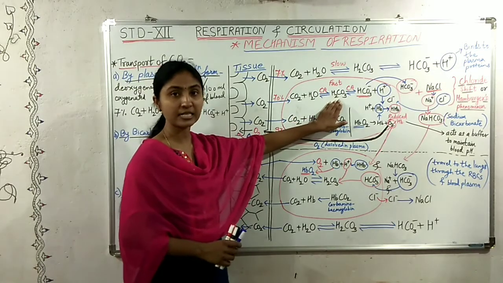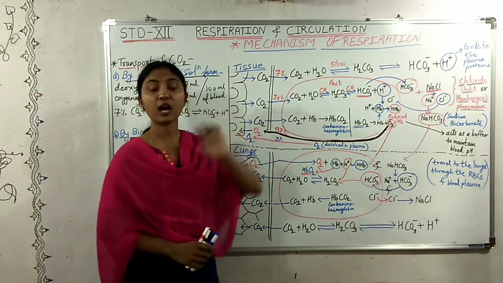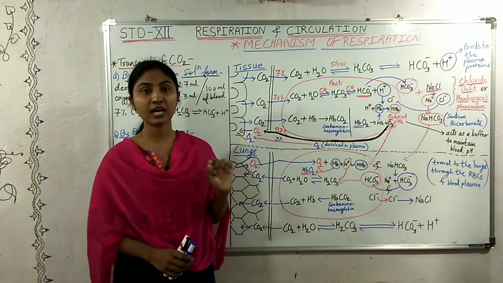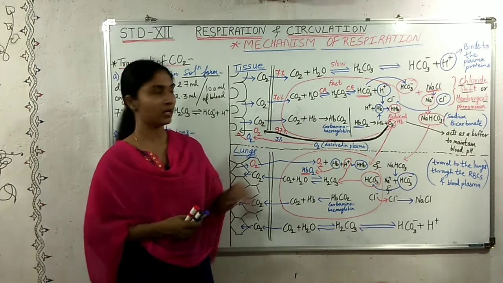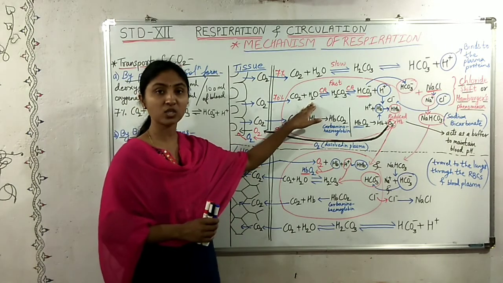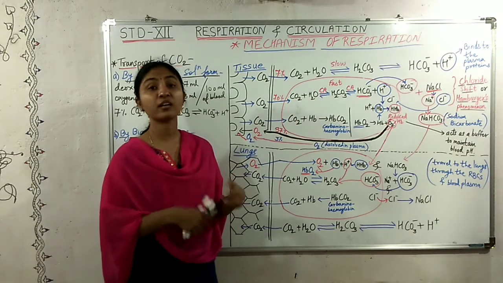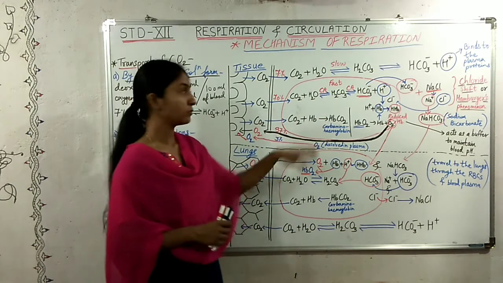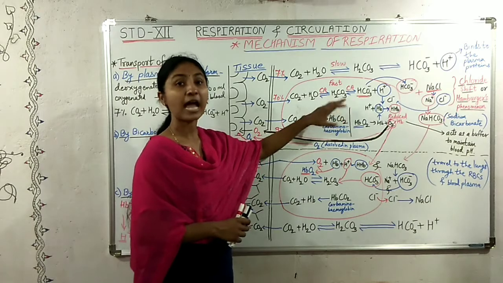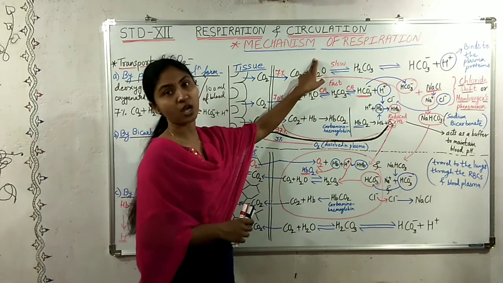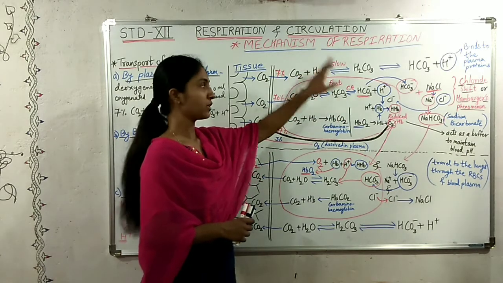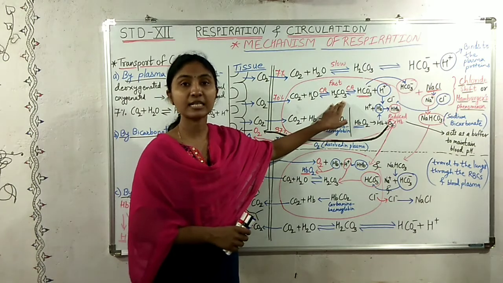So here, as the tissues give out carbon dioxide, this carbon dioxide combines with water to form carbonic acid in the presence of carbonic anhydrase enzyme, which contains zinc in it. So this helps the carbon dioxide and water to combine very rapidly to form carbonic acid, as compared to the reaction which occurs in the blood plasma.